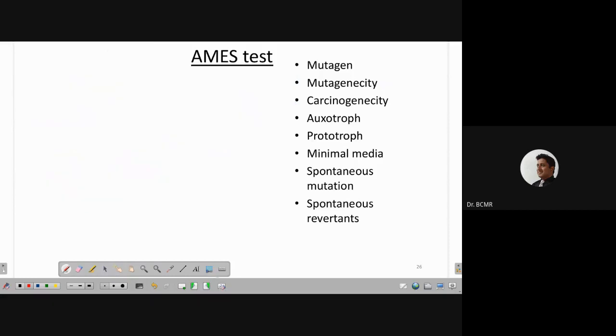And here is some classic microbiology terminology that you should remember. What is an auxotroph, a prototroph, a minimal medium? We already discussed spontaneous mutation, and we will discuss spontaneous revertants in a while. To understand Ames test, this is based on bacteria, right? And there is terminology used again. What is an auxotroph? We will first talk about what a prototroph is. A prototroph is the wild type.